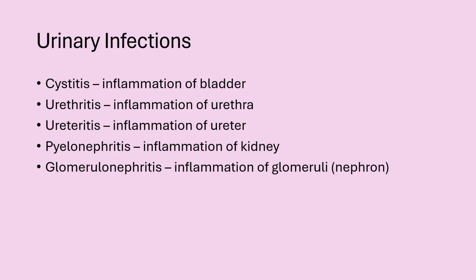For urinary infections, cystitis is inflammation of the bladder. Urethritis is inflammation of the urethra. Ureteritis is inflammation of the ureter. Pyelonephritis is inflammation of the kidney. And glomerular nephritis is inflammation of the glomerulus or the nephron.